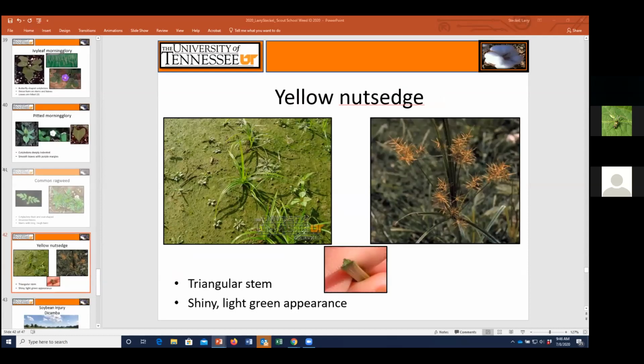Yellow nutsedge. Clay's talked about a lot of grasses. Actually, yellow nutsedge is not a grass, it's a sedge, but it looks like a grass. It'll have that triangular stem. That's a dead giveaway you have a sedge. They all have triangle stems. Sedges have edges. That's a good way to tell it apart from the grasses. Sedges have edges.